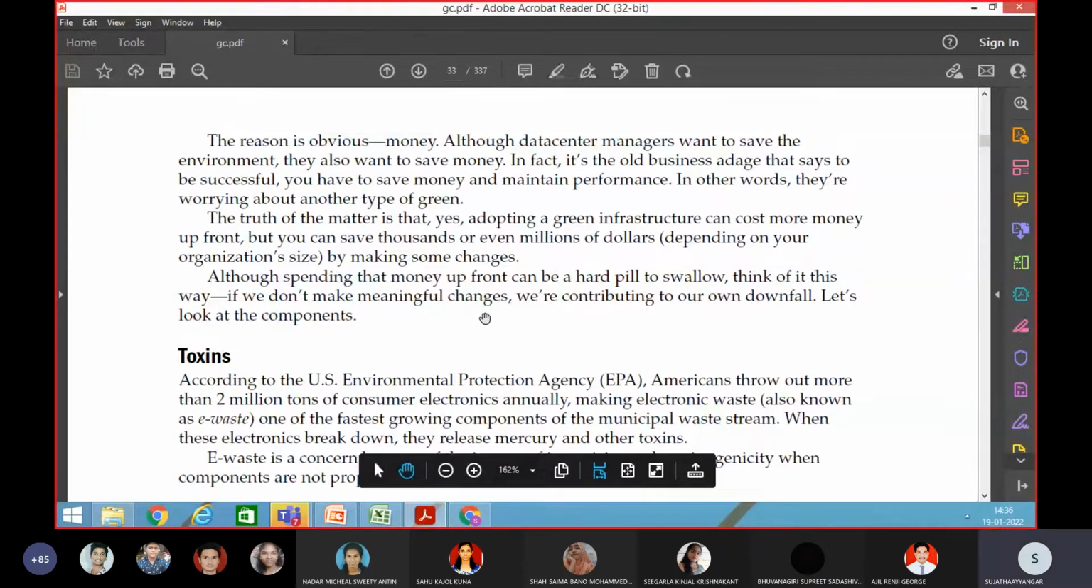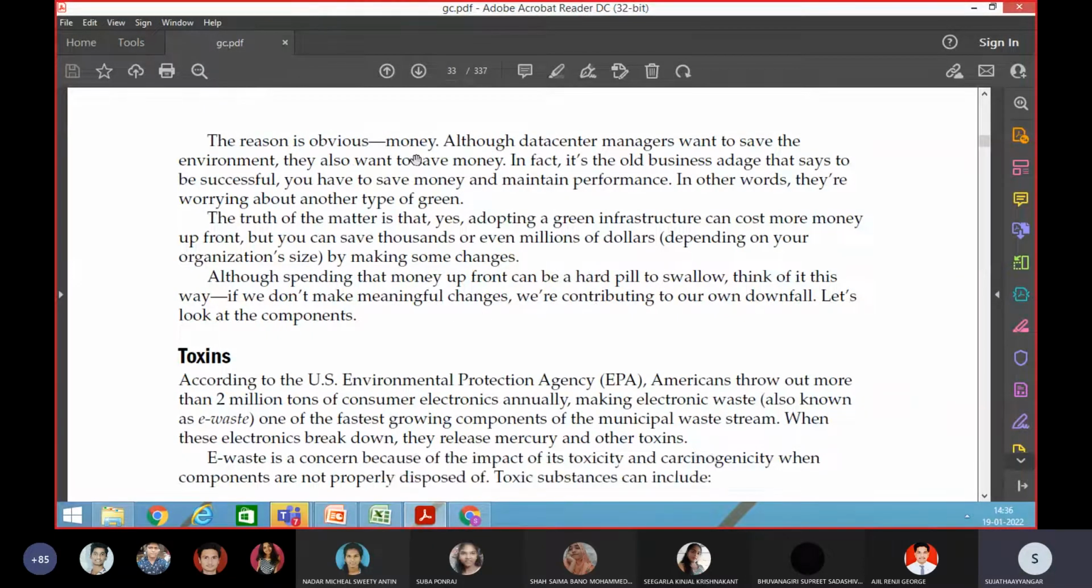Adopting a green infrastructure can cost more money upfront, but you can save thousands or even millions of dollars, depending on your organization's size, by making some changes. Although spending that money upfront can be a hard pill to swallow, think of it this way: if we don't make meaningful changes, we are contributing to our own downfall. Okay, so let us look at the components. Toxins.